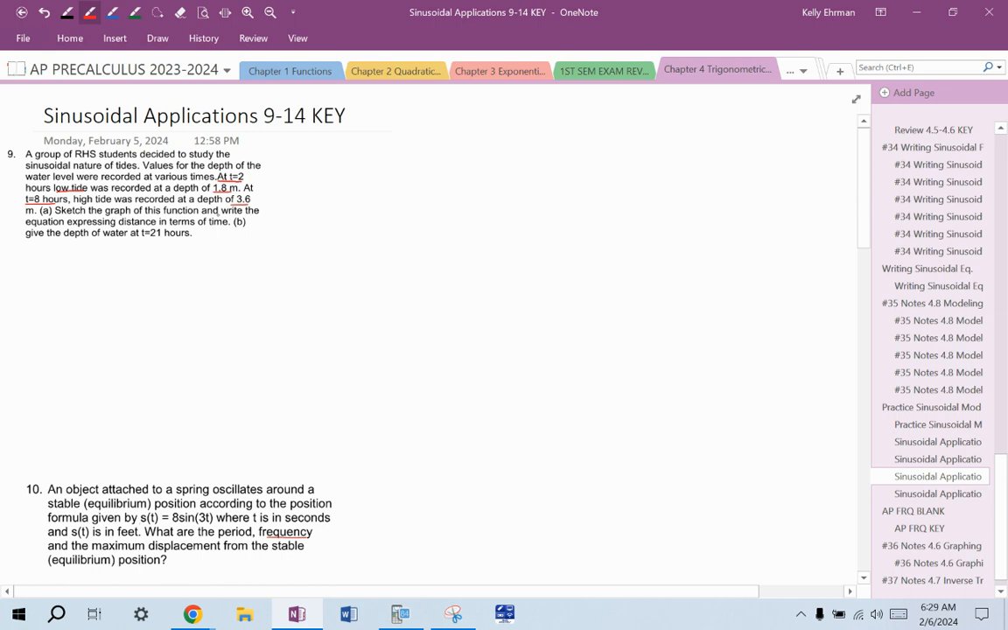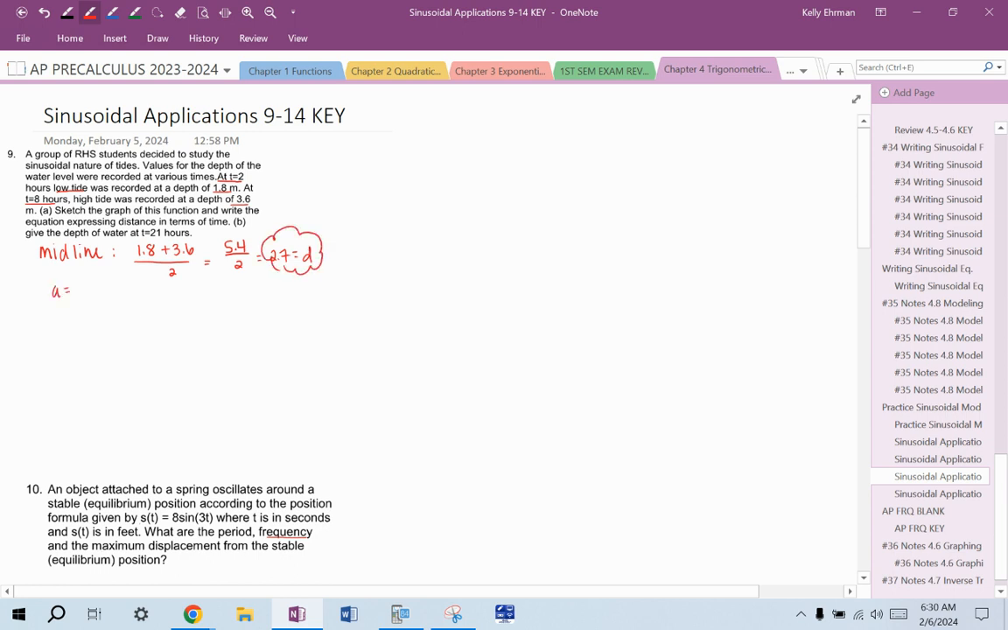So part A is sketch a graph, write the equation, and part B is give the depth of the water at 21 hours. So the first thing I can find is the midline because I was given a max and a min. So minimum 1.8 plus maximum 3.6 divided by 2. So this is what? 5.4 divided by 2. And that would be 2.7. So the midline is 2.7.